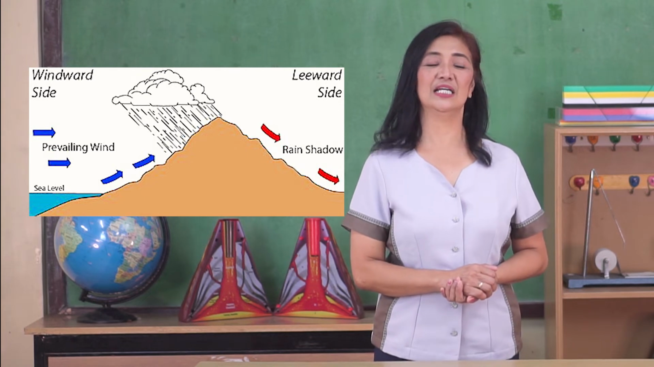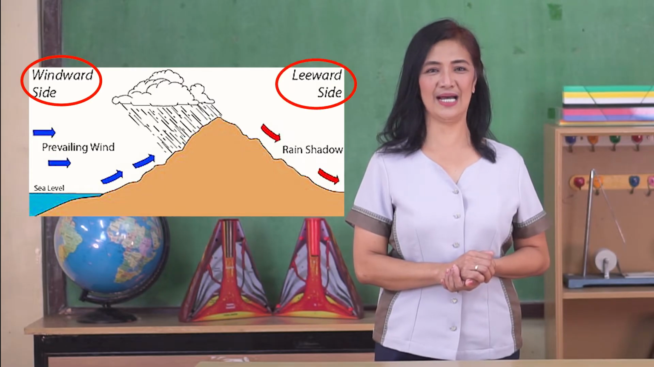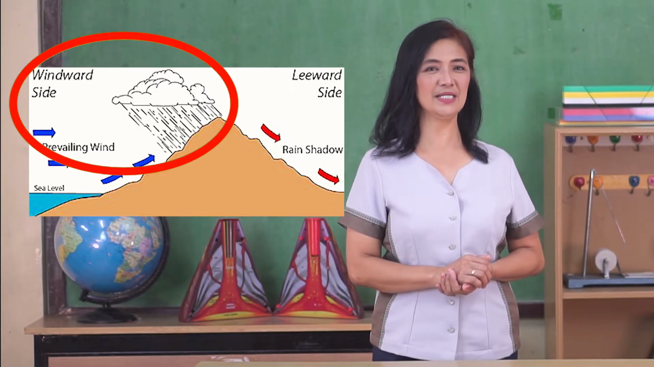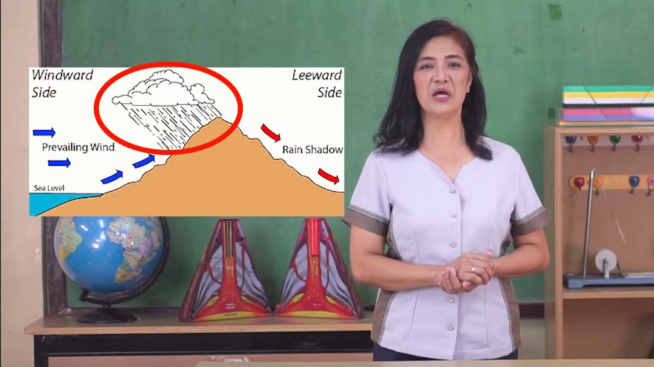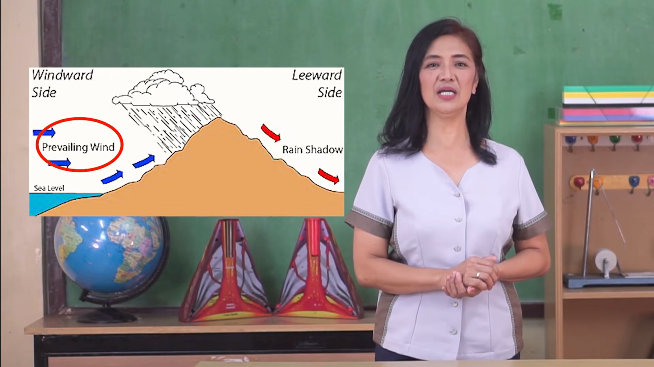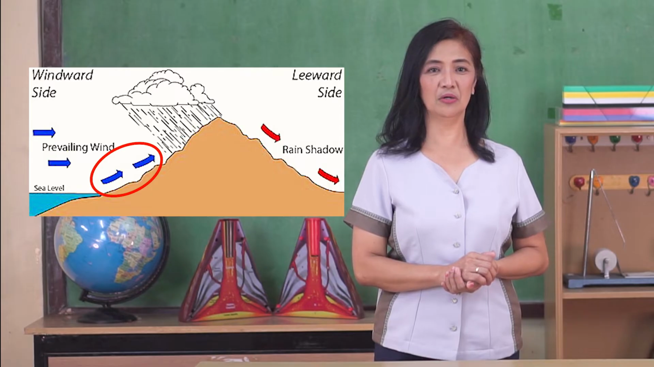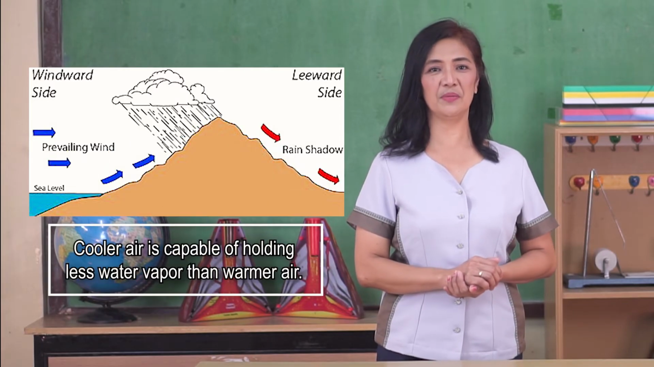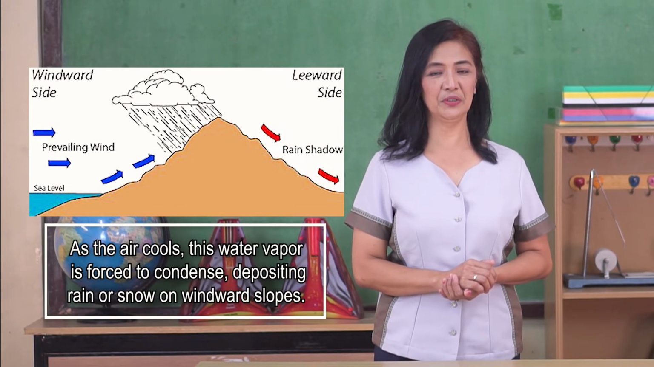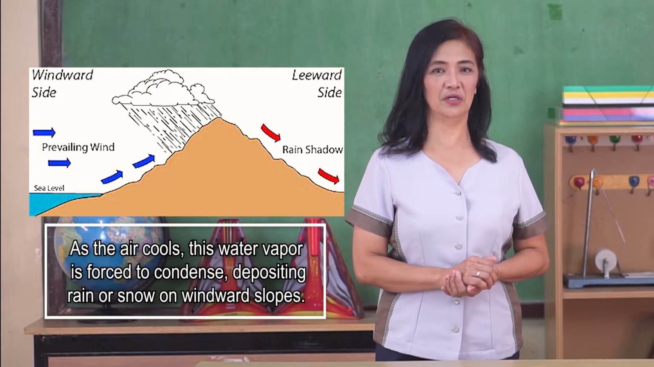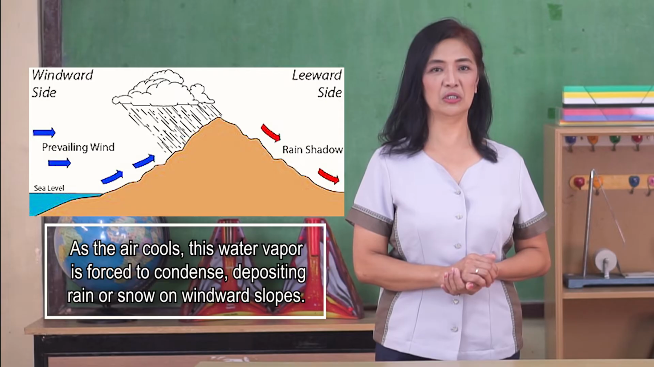As you notice, it shows two sides of the mountain, the windward and the leeward sides. The windward side is facing the wind and has a low temperature. Clouds are forming here because mountains force prevailing winds up over their slopes. As air rises, it also cools. Cooler air is capable of holding less water vapor than warmer air. As the air cools, this water vapor is forced to condense, depositing rain or snow on windward slopes.